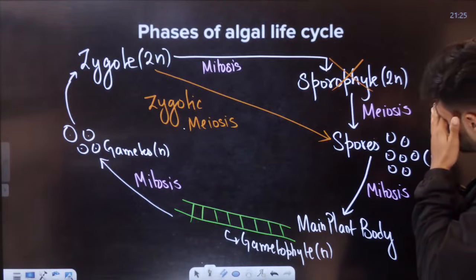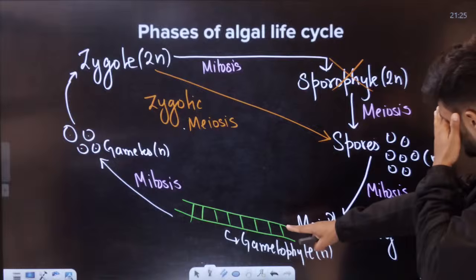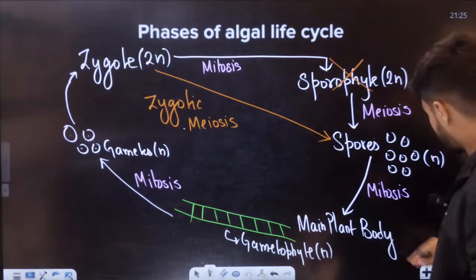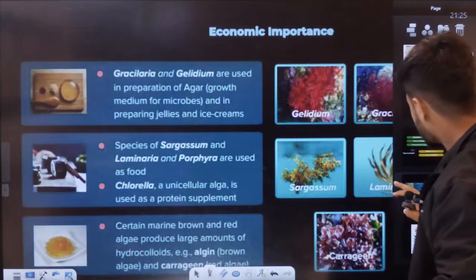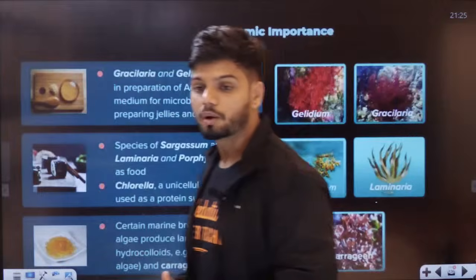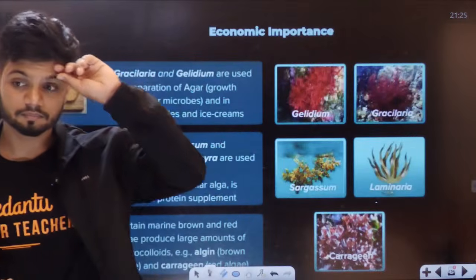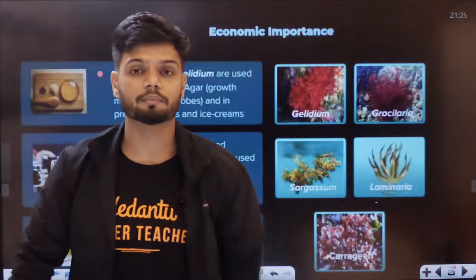That's also the life cycle. Plant body, main plant body, independent. Sporophyte is not present. Zygotic meiosis. And students, the last thing after life cycle is economic importance. Last thing is called as economic importance.